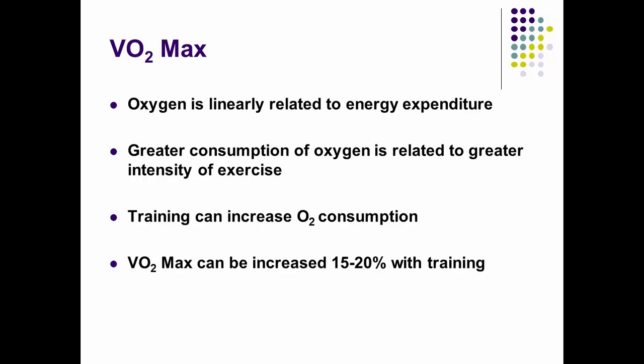And two important things that you probably want to know: training can increase oxygen consumption. That means the VO2 max can be increased by training, even by 15 to 20% of the VO2 maximum. Again, the VO2 maximum is different in different individuals, right? Training can increase VO2 max, increase oxygen consumption and the oxidative capacity, which is important for performance, right?